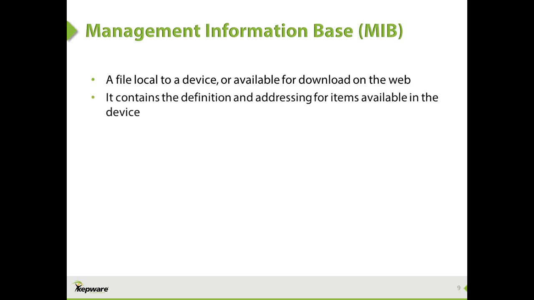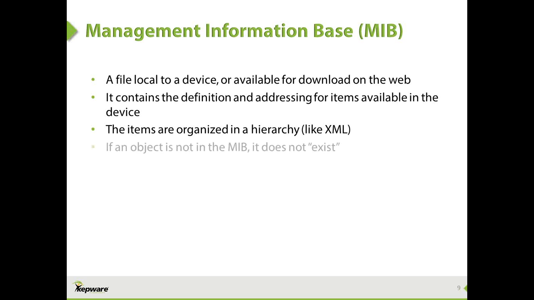It contains the definition and addressing for items available on this device. The items in the MIB file are organized in a hierarchy like XML. And so if an object is not defined in the MIB, the manager is not going to know where to go find it, and thus it doesn't really exist to the manager. It can't see it.